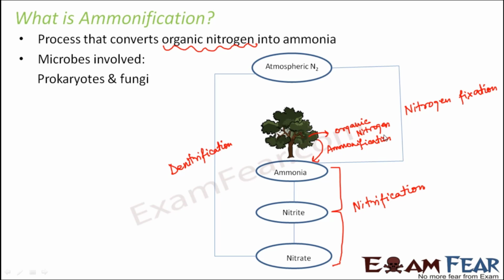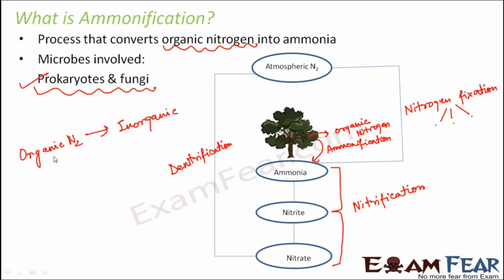Now who does ammonification? Let's see who does each of these processes. Nitrogen fixation can happen by three processes: industrial, atmospheric, and biological. Biological occurs with the help of symbiotic bacteria present in the root nodules of leguminous plants. Nitrification happens again by prokaryotes. When you talk about ammonification, this also happens. The microbes which are involved in this process are also the prokaryotes, that is the bacteria and fungi. Bacteria and fungi both help in the decomposition of the tissue, and therefore during the course of ammonification, the organic nitrogen gets converted to inorganic nitrogen.